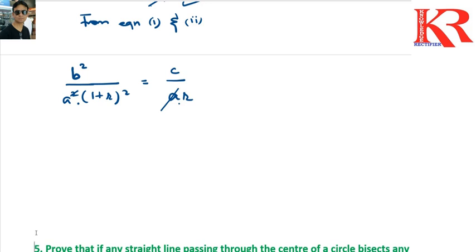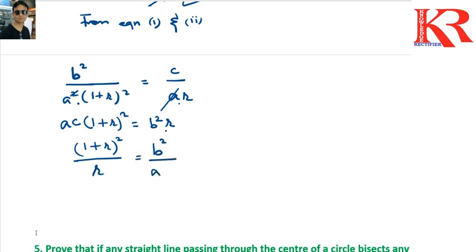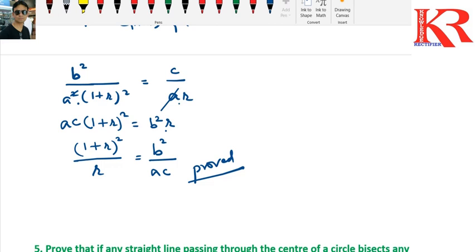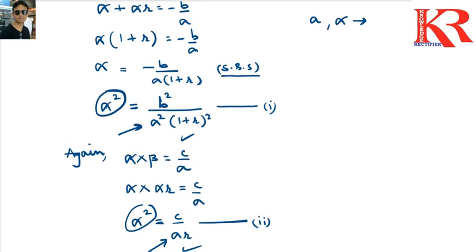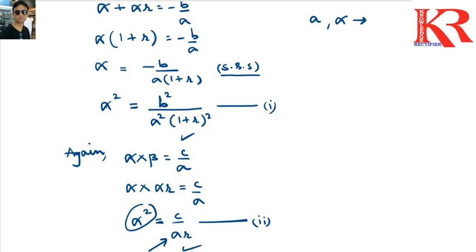Then what do we have? Then we will cross multiply. We'll get ac into 1 plus r whole square is equal to b square r. Alright, then again we will cross multiply. 1 plus r square lai yeta rakhnu, and this r you bring down, cross multiply garera b square you keep here, and ac you bring down. Okay, so yahi ta timile prove garnu parthyo. So this has been proved. Okay, so this is how you prove your question number 4. Alright, so 4 is also done.